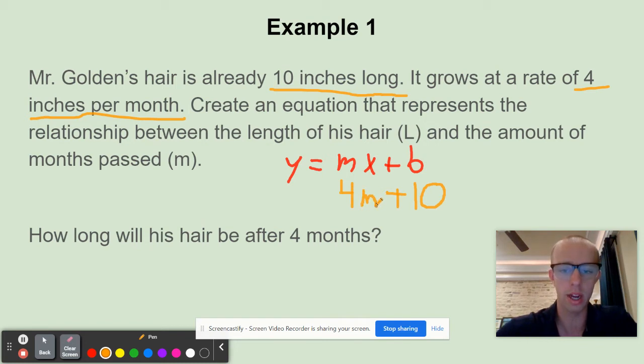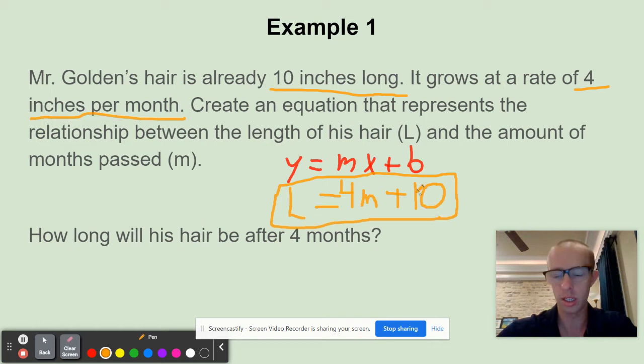Oh, that's a bad m. All right, 4m. 4 times the amount of months. That's what this means. This number next to a variable is a coefficient. This means multiplication. 4 times m. 4 times the amount of months. All of this is equal to the length of my hair. All right? The length of my hair is equal to 4 times the amount of months plus 10.